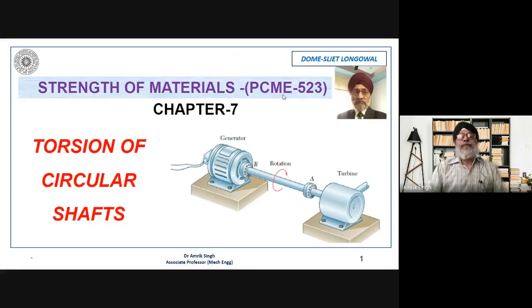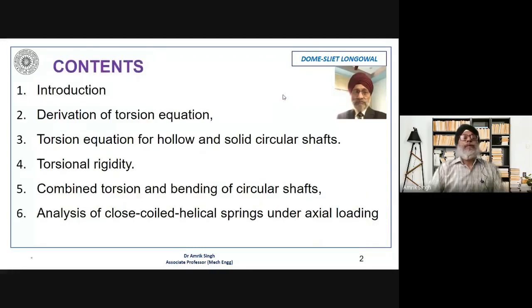Welcome students. Today we are going to start a new chapter on torsion of circular shafts. These will be the contents of the chapter introduction. We will be deriving a torsion equation for the solid as well as for the hollow shafts. And we will try to understand the concept of torsional rigidity and also the application of the torsion equation for combined bending and torsion. And the last aspect is the helical springs, which will be presented in a separate lecture.